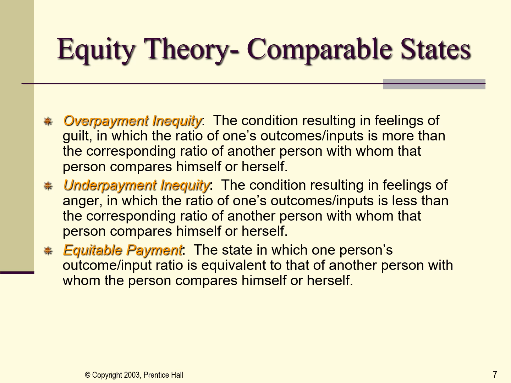The next one is underpayment inequity, the condition resulting in feelings of anger in which the ratio of one's outcomes and inputs is less than the corresponding ratio of another person with whom we compare. So this is where I'm working harder but making less. It's my perception of everyone else. And what we're looking for is equitable payment, the state in which one person's outcome and input ratio is equivalent to another person with whom we're comparing.